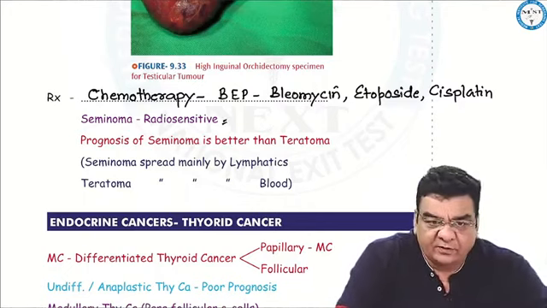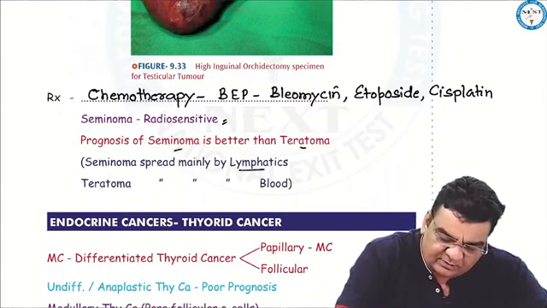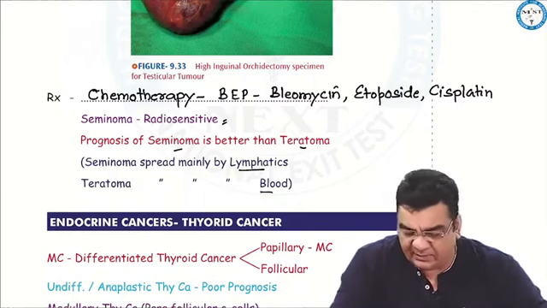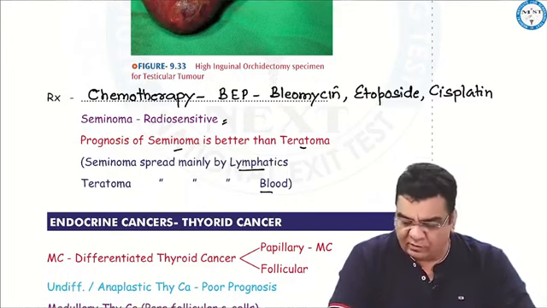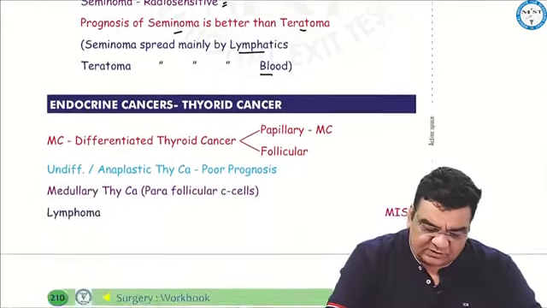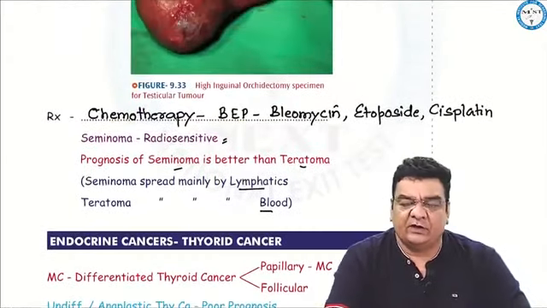Seminomas are radiosensitive. Prognosis of seminoma is better than teratoma, and seminomas spread commonly by lymphatics, while teratomas commonly spread by blood. Any malignancy which is spreading by lymphatics will have a better prognosis as compared to a malignancy spreading through blood. So beta, this is all about the story of urology cancers, and now we are left with thyroid cancer and breast cancer, right?